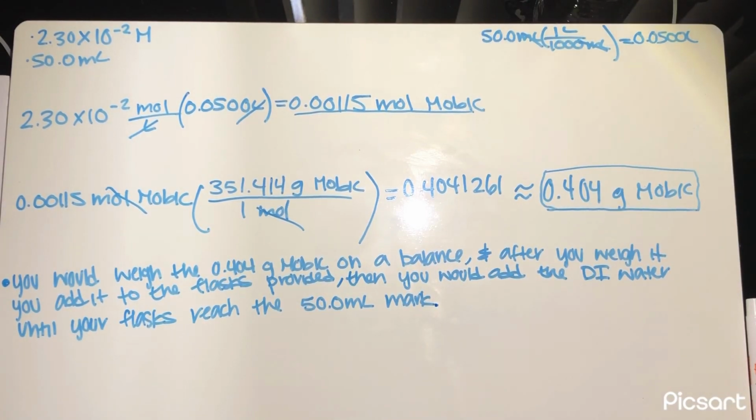After you're done getting the grams of Mobic, you would weigh that on a balance. Once you're done weighing that, you would add the Mobic into a flask that's provided to you. After you pour that into the flask, you would add the deionized water into the same flask, but you would only pour it until the flask reaches the 50 milliliter mark.